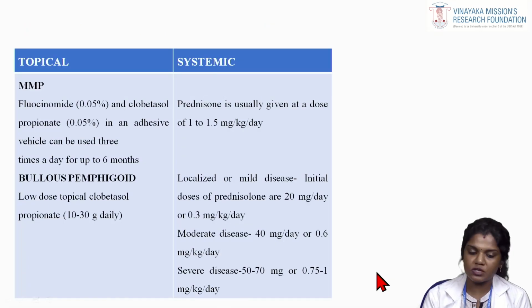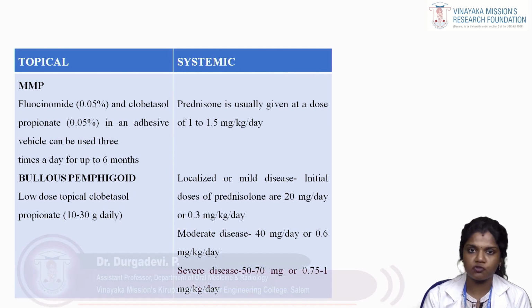So, in case of mucous membrane pemphigoid, fluocinonide and clobetasol can be used in the percentage of 0.05, or it can also be used in an adhesive vehicle type. And in case of bullous pemphigoid, again clobetasol is used 10 to 30 gram daily. In case of systemic treatment, prednisolone is usually given at a dose of 1 to 1.5 mg per kg per day, and depending on the severity of the lesions, we can either reduce or increase the dosage of prednisolone.